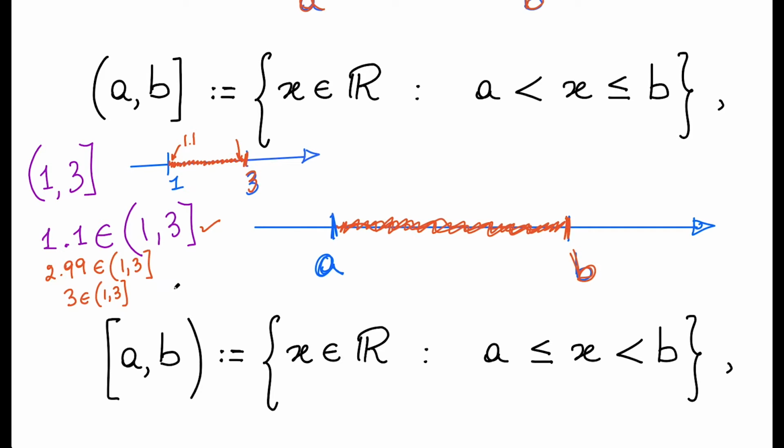How about 1? Is 1 an element of 1 comma 3? Is it a participant in this set? Certainly not, because 1 is not smaller than itself. Okay, so this lower inequality fails when a is 1 and b is 3. If you take x to be 1, 1 is not less than 1. So 1 is not part of the set. All right, very good.